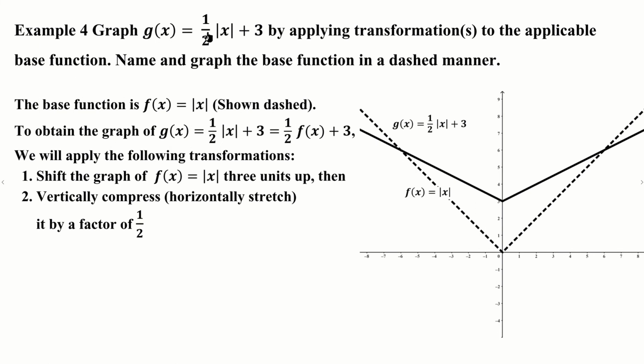All right, so here g of x equals 1/2 absolute x plus 3, right? Notice that our reference function or base function, which I'm calling here, is f of x equals absolute value of x. So to get from absolute value of x to this function, you have to take 1/2 of f of x and add 3, right? So basically, we're going to shift the graph of absolute x 3 units up, and then we need to take care of the 1/2, so we're going to vertically compress it by a factor of 1/2, okay?